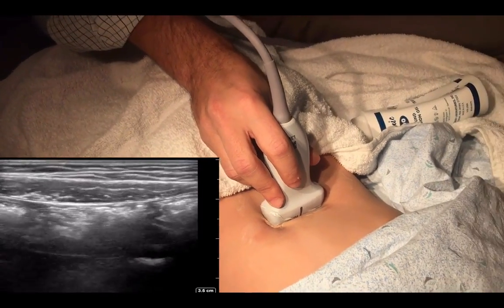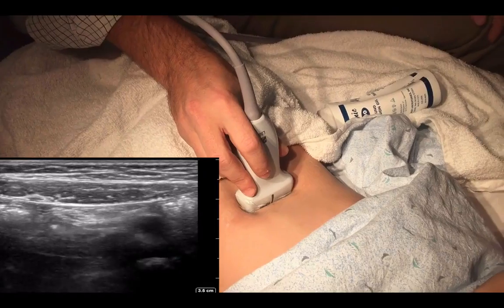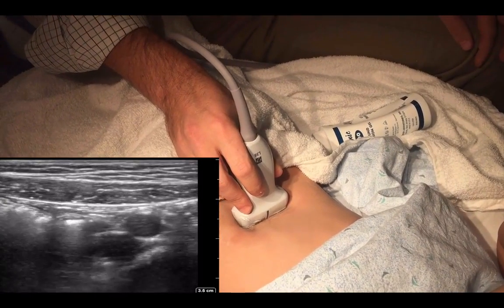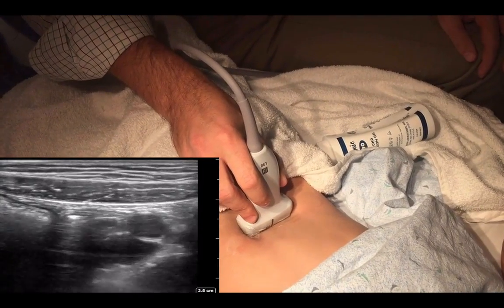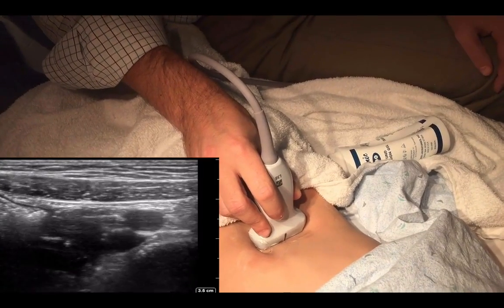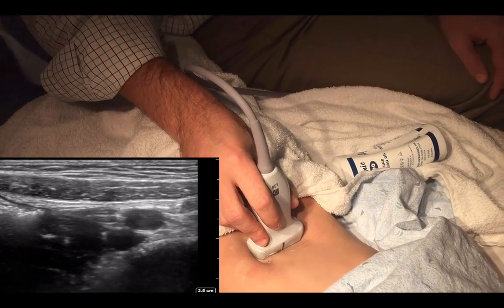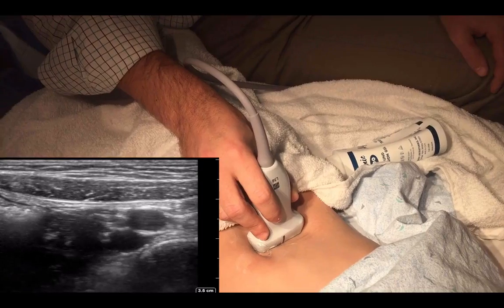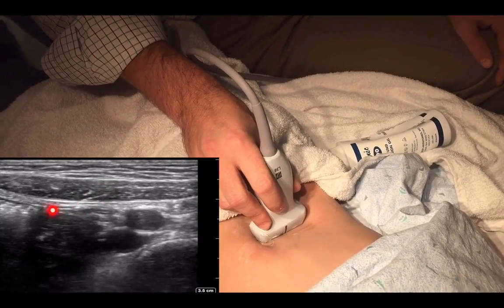Unfortunately, the appendix doesn't always live at McBurney's point in the right lower quadrant. Anywhere from 30 to 60% of the time, it may be retrocecal, maybe lateral, maybe in the pelvis, maybe abdominal. So it's important that you identify the cecum and carefully examine both that lateral and now the medial portions.